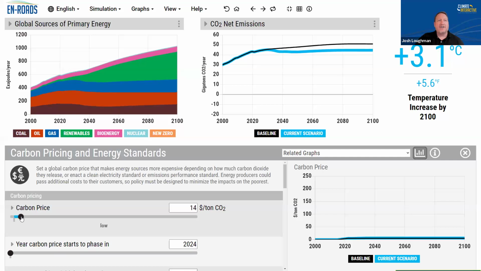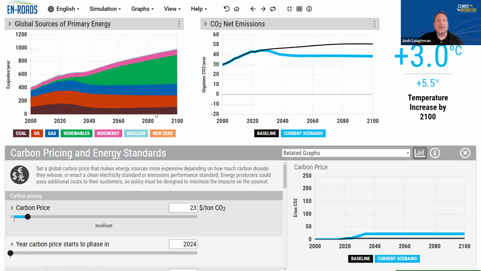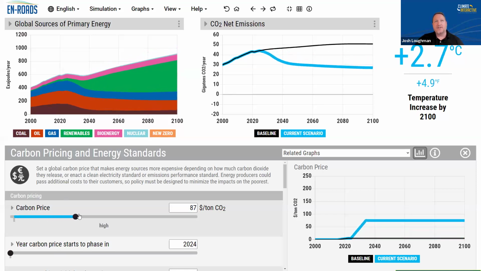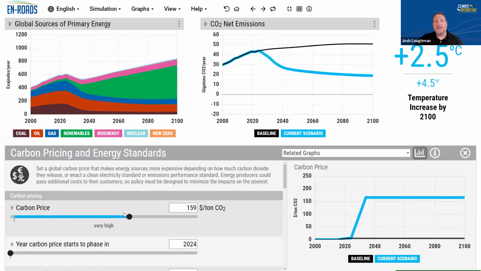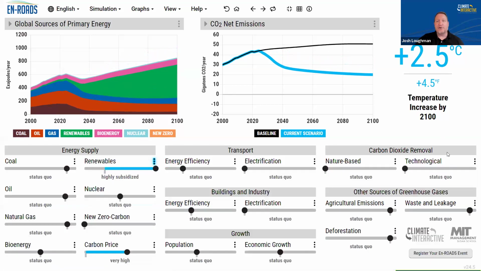So as we add carbon price, we should see coal, oil, gas continue to decline, and CO2 net emissions continue to decline as well. And so if we go to, let's say, $150 a ton, that gets us down to about 2.5 degrees. All right, so what's a third policy that we could experiment with to try and get below 2 degrees, maybe approaching 1.5?